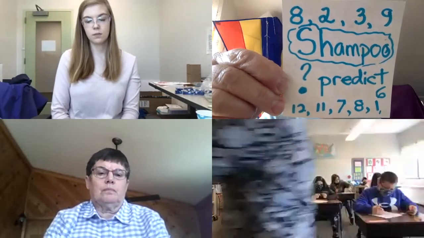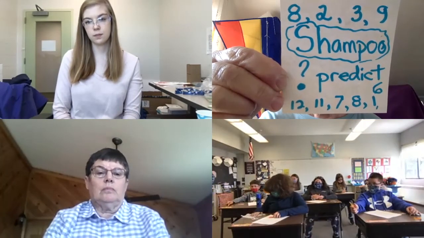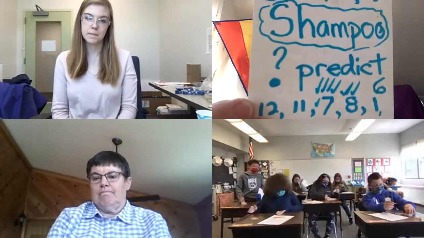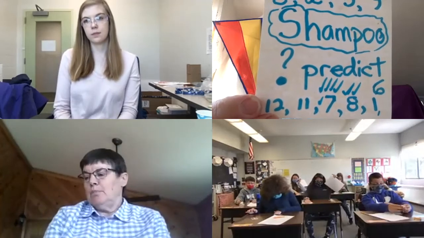You guys writing down your numbers and your colors? What did you get, Taya? 7. Taya got 7. Michael? 7. 7. Emma? 8. Kinley? 7. 8. 7. My prediction was right. Your prediction was right. Good job. I heard a lot of 7s and a couple of 8s. So is this shampoo acid, base, or neutral?